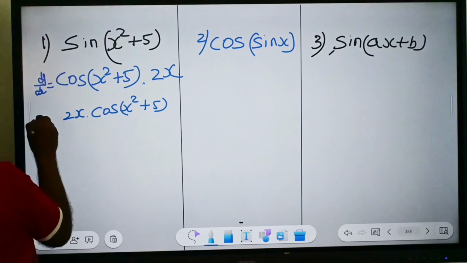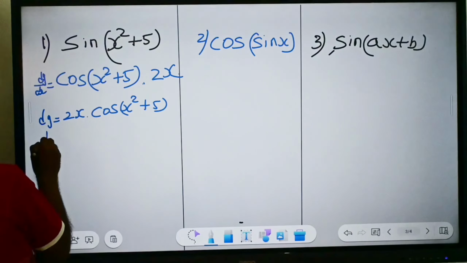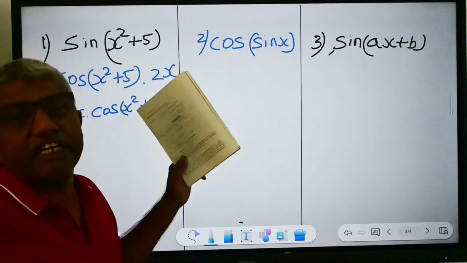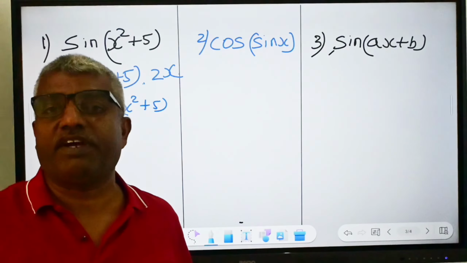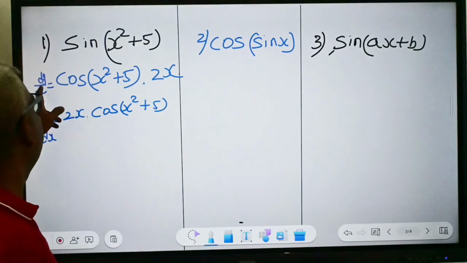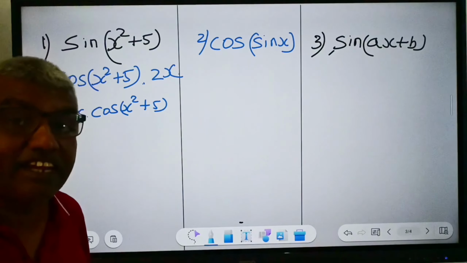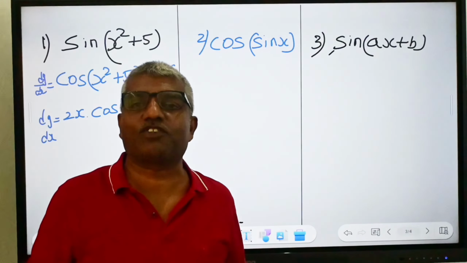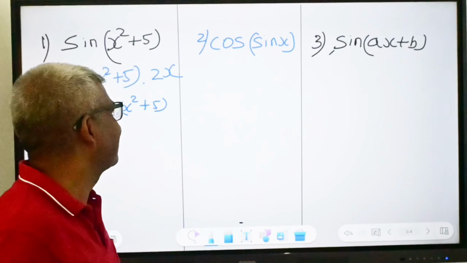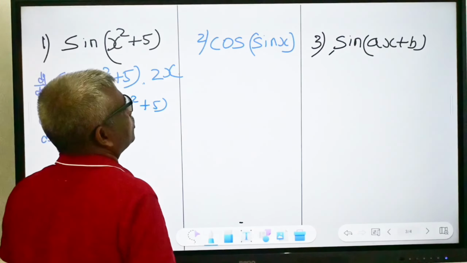Differentiation with respect to x. First let y equal to sin(x squared plus 5). Then differentiate: dy by dx is equal to cos of (x squared plus 5), since sin x differentiation is cos x, times 2x. Okay. Now question number 2.